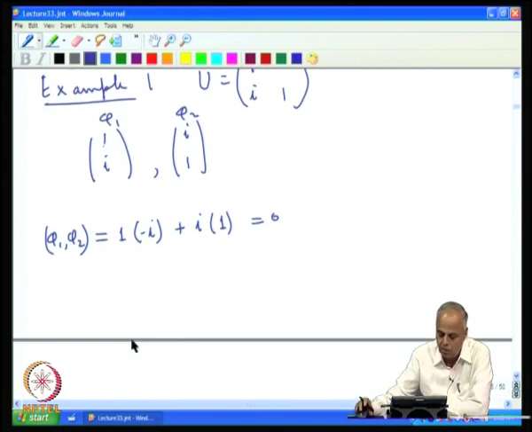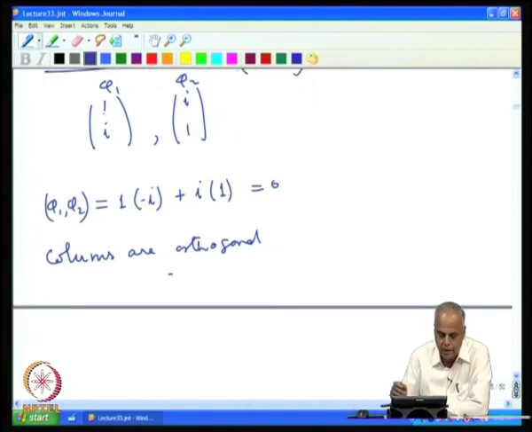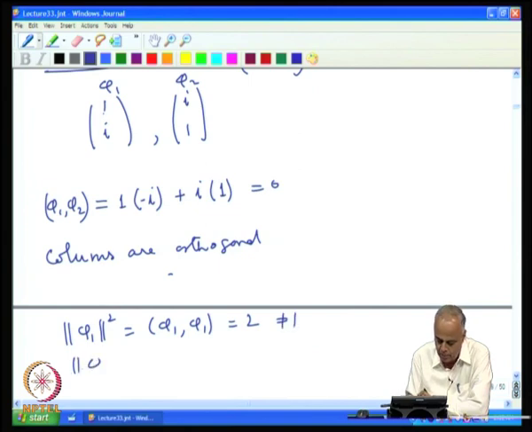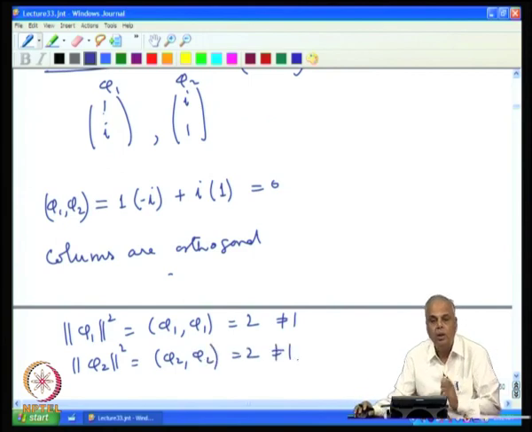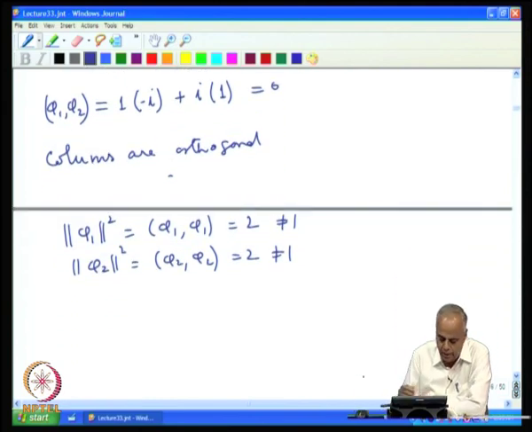So, the columns are orthogonal, but their lengths, the length of phi 1 squared, that is phi 1 comma phi 1, is 2, not equal to 1. Similarly, phi 2 squared, which is phi 2 comma phi 2, is equal to 2, not equal to 1. Therefore, even though the columns are orthogonal, they are not of length 1, and hence U is not unitary.